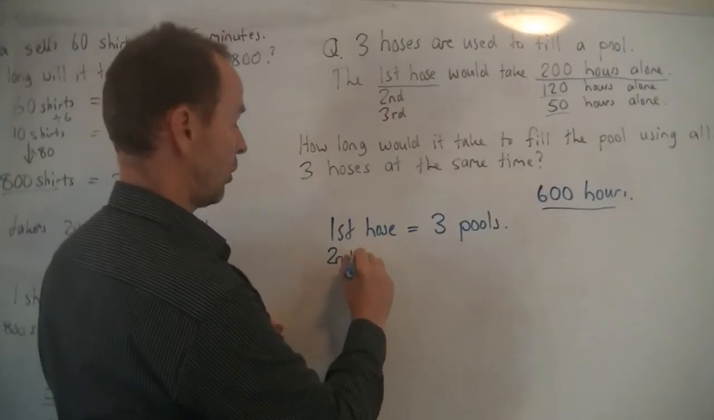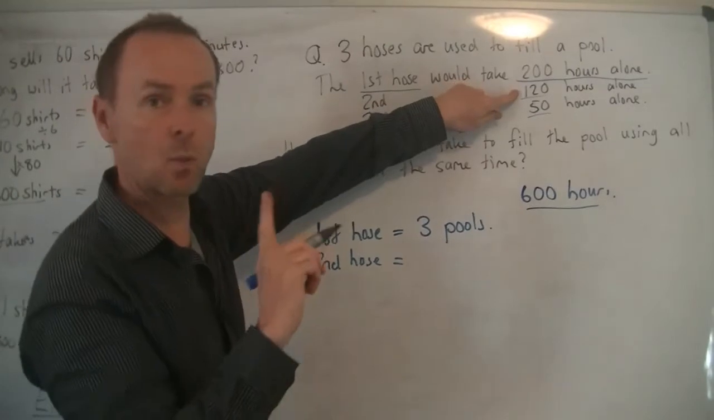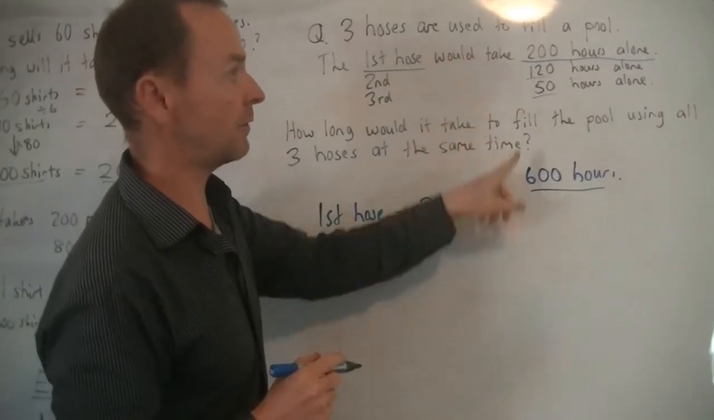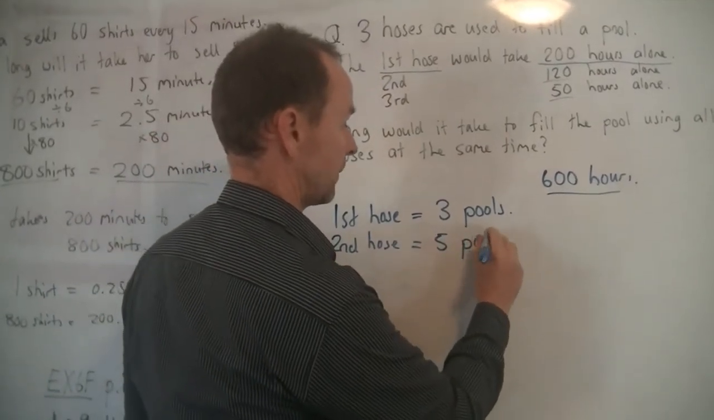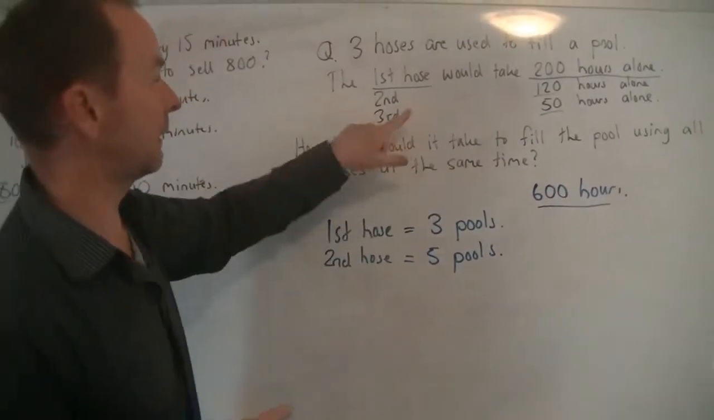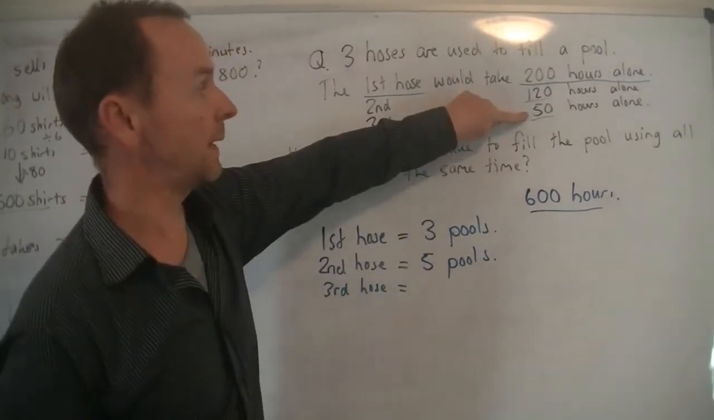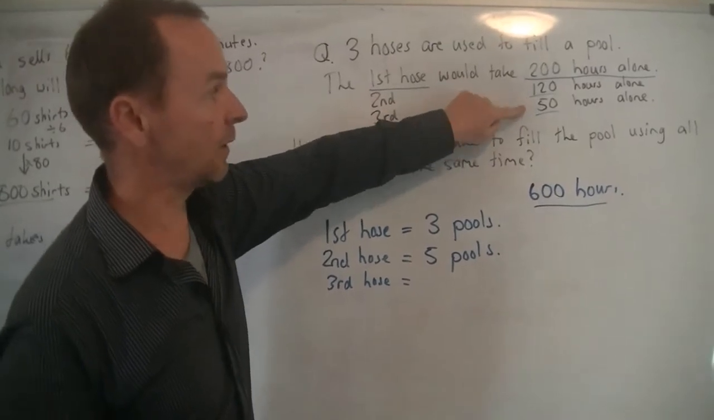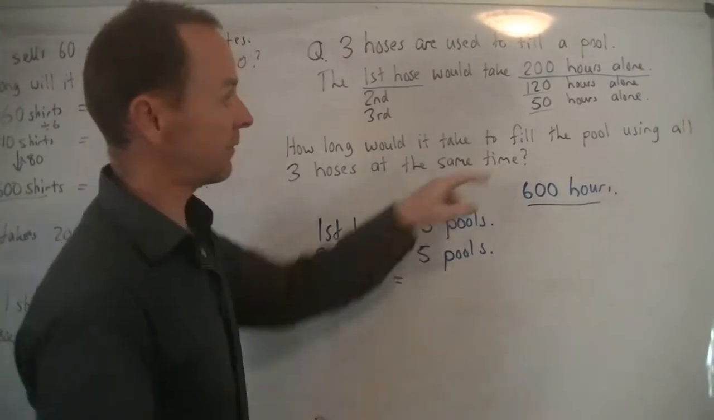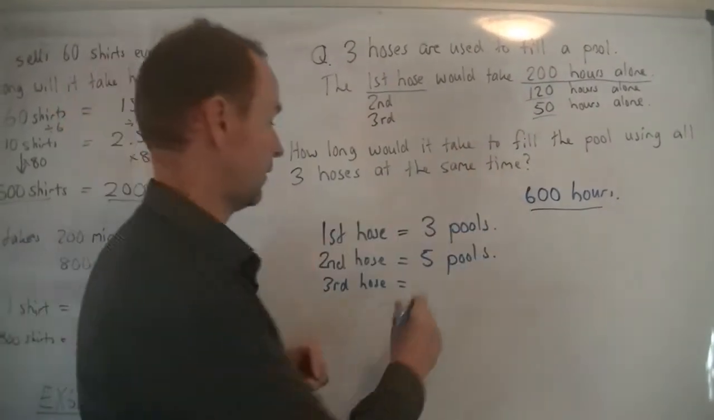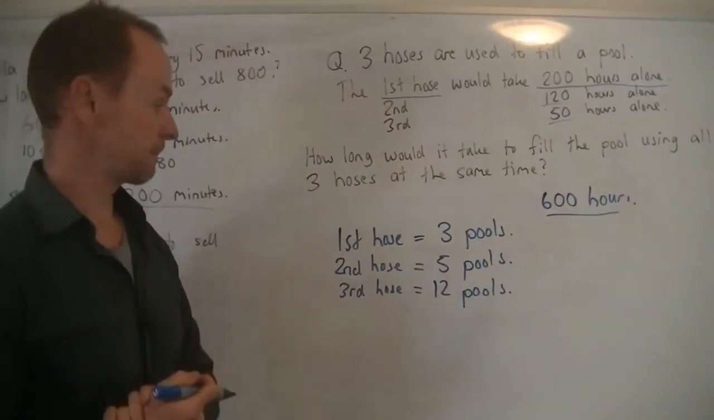Now the second hose, we do the same process. 120 hours it takes to fill up one pool. So in 600 hours, that's 5 times 120, it'd fill up 5 pools. And the last one, the third hose, it'd fill one up in 50 hours. So in 100 hours it'd fill up 2 pools, and so on. So in 600 hours, how many times does 50 go into 600? It's 12. So that would fill up 12 pools in the 600 hours.